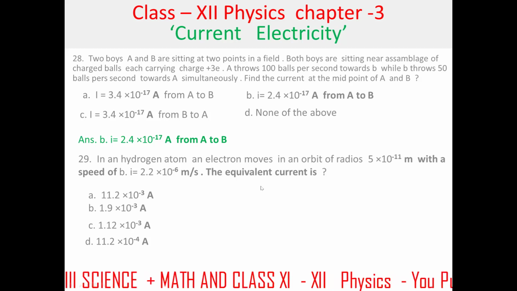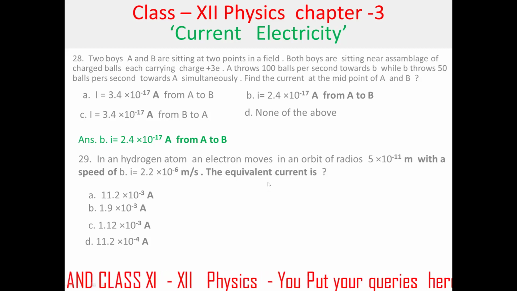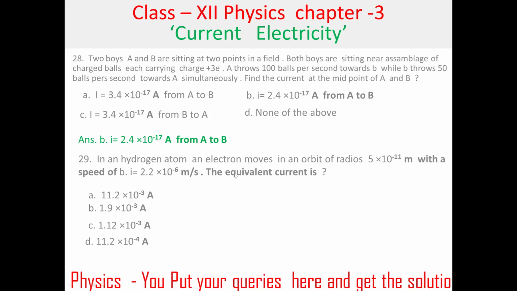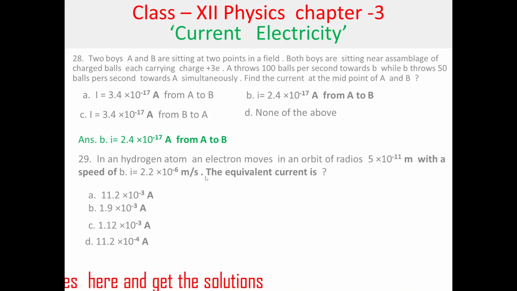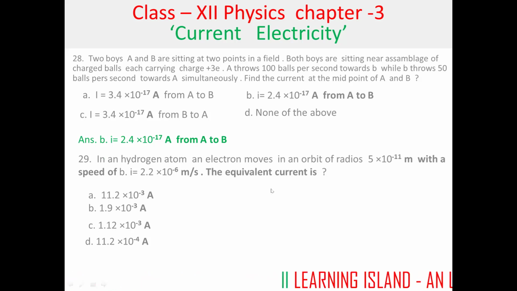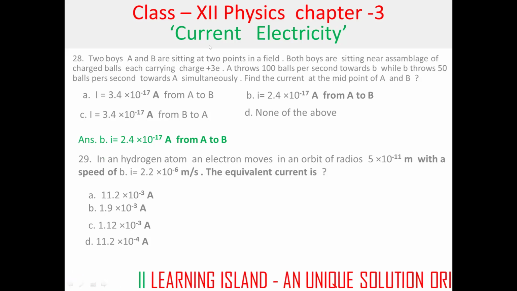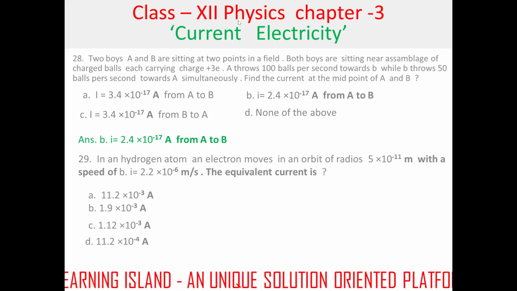In a hydrogen atom, an electron moves in an orbit of radius R with speed V. The equivalent current is? So how can you calculate this current? Let us see.